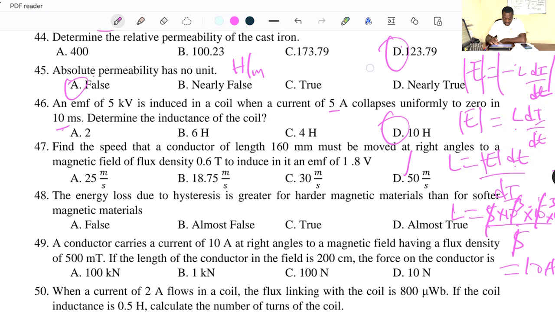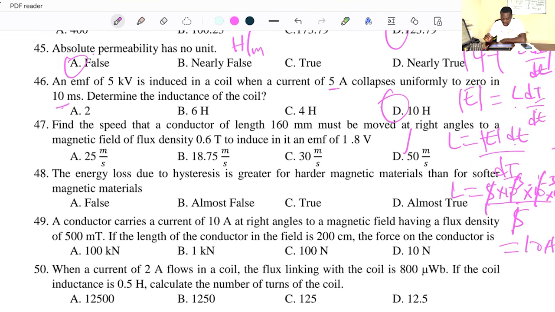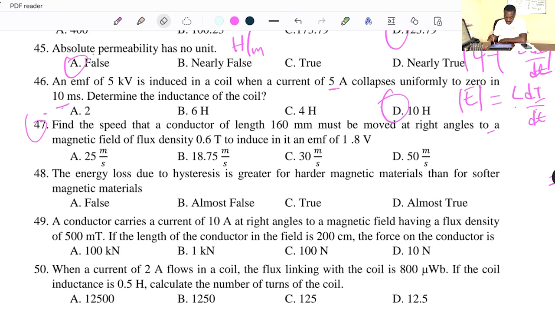Okay. Find the speed that a conductor of length 160 millimeters must be moved at right angles to a magnetic field of flux density 0.6 Tesla to induce in it an EMF of 1.8 volts. So this is question 45 that we are trying to solve. So again, focus on what we are given from the question. We are given the length, then the magnetic flux density, and then the induced EMF. We are interested in the velocity.